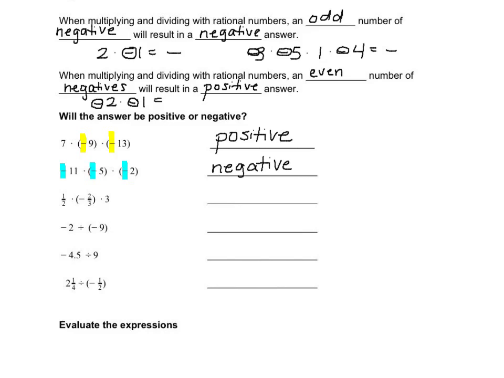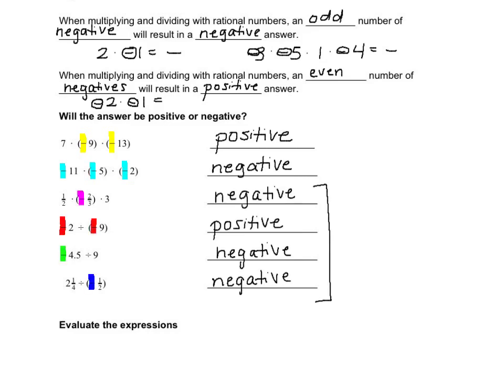Now that we've done these two together, why don't you go ahead and pause this video and give these next four a try, and then you'll be able to check your answer. Alright, how did you do? The third one should be negative because we just have that one negative sign, and 1/2 times negative 2/3 times 3. The next one should be positive because we see two negative signs, and then those last two should both be negative because we just have one negative sign.